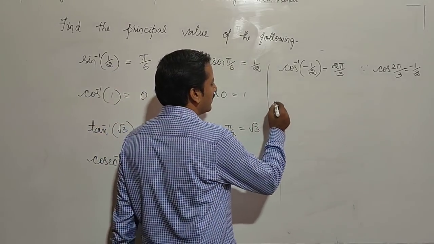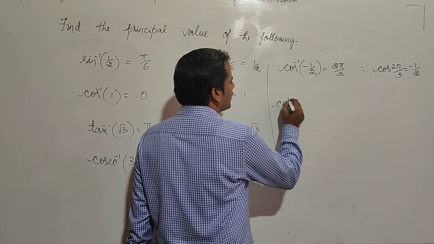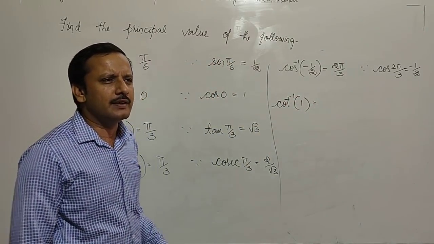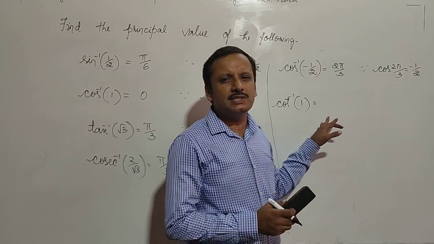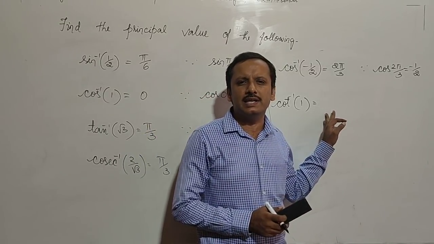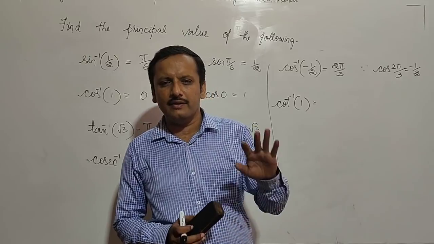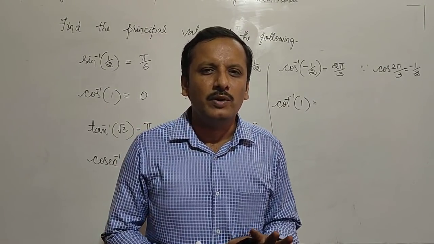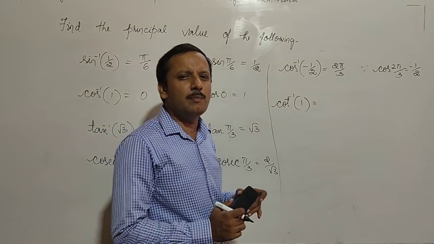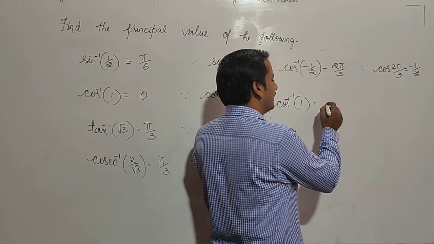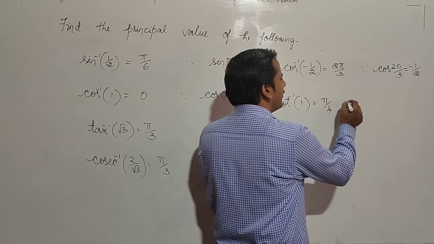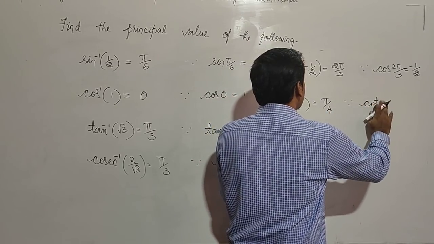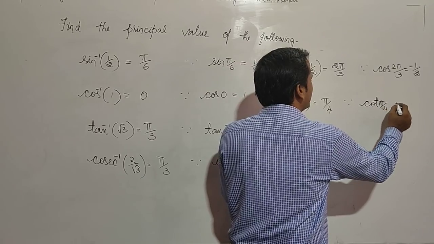Then cot inverse of 1. So here we have to find an angle theta such that cot theta is equal to 1. When will cot theta be equal to 1? Cot theta will be equal to 1 when theta is equal to pi by 4. So cot inverse 1 is equal to pi by 4, since cot pi by 4 is equal to 1.